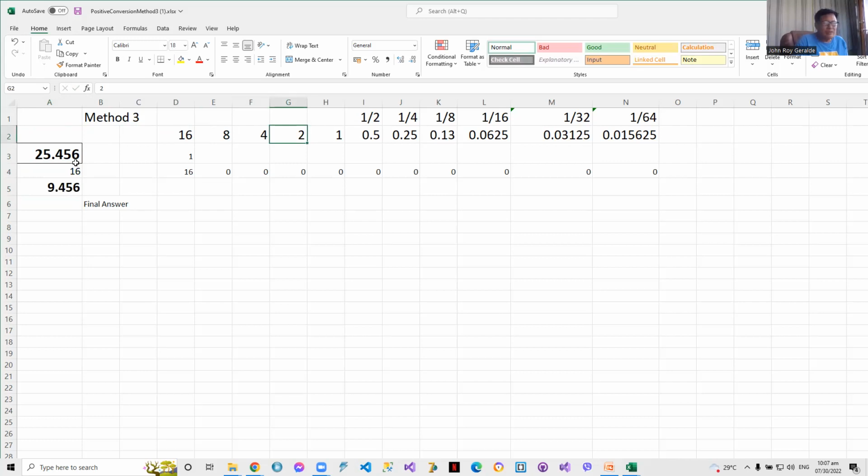With 9, what value can we pick? 9 or 9.456. We'll pick 8. Okay. 1456. What will we pick? 1. What's left? 456. What will we pick? 0.25. Mas madali, di ba? Okay. 0.13. What will we pick? 0.13 will do. Okay. 0.081.